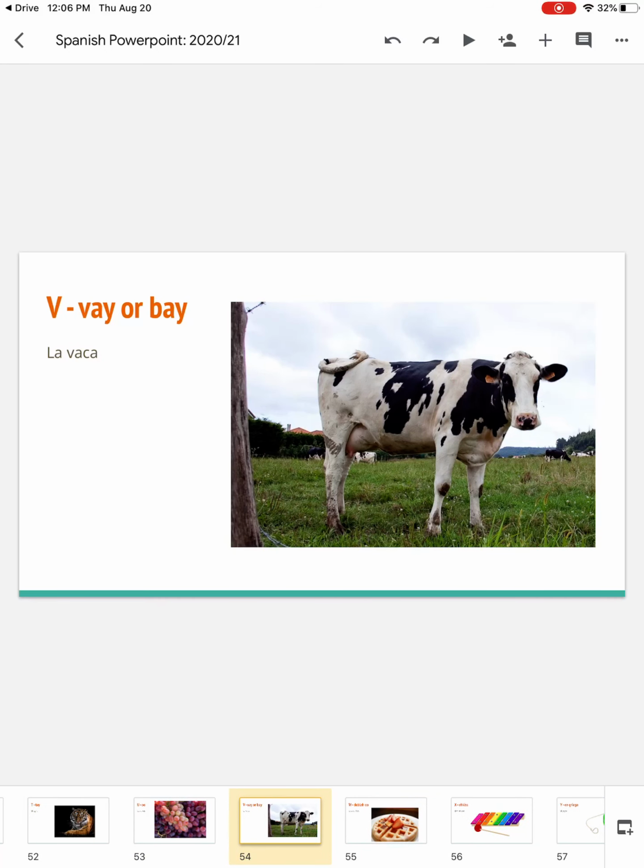Next up, we have V. This is another one of those letters that you have a little bit of a choice. You could either pronounce it ve. Repeat after me. Ve. Or you could pronounce it be, just like the letter B. Be. So then our word for cow would either be la vaca, or it could be la vaca.